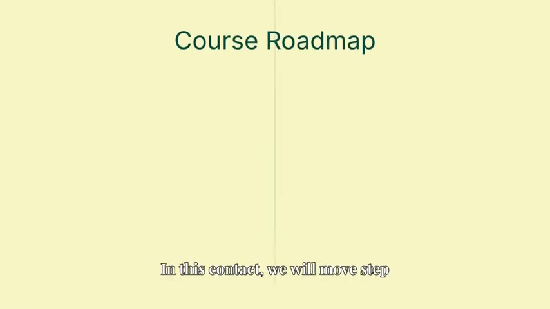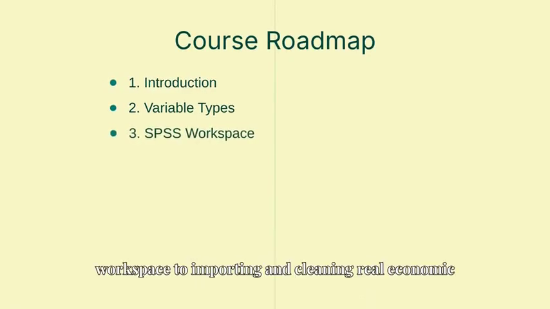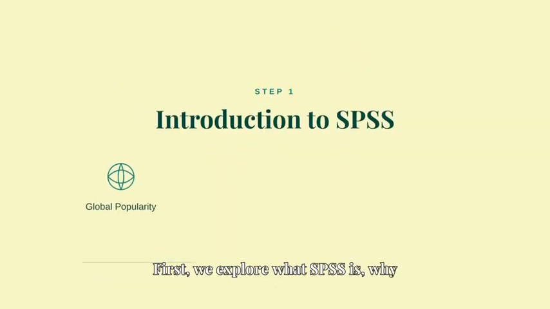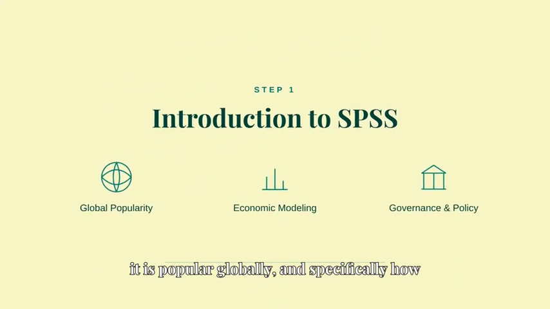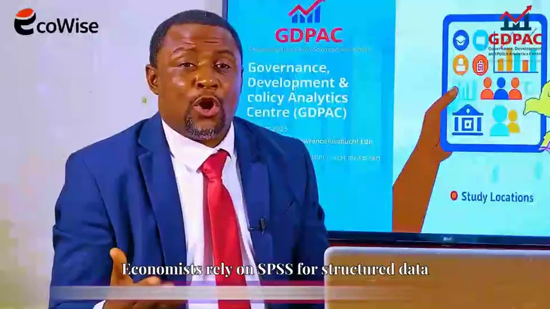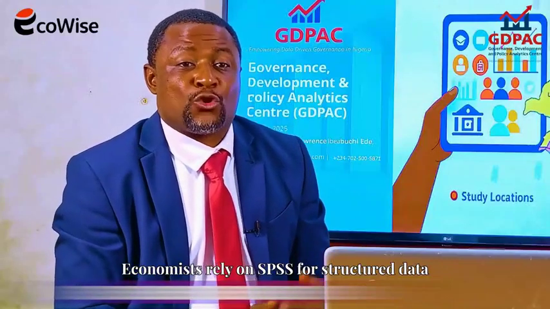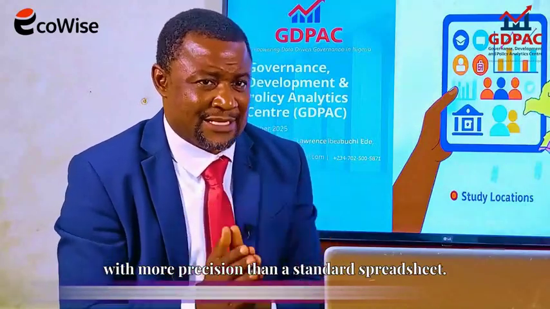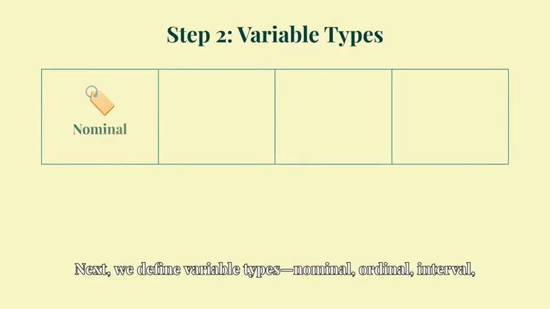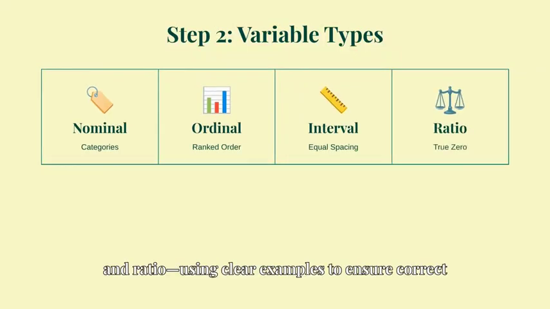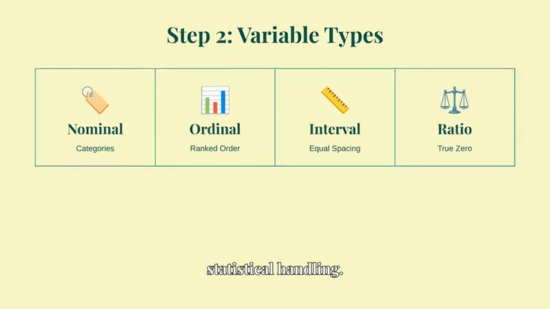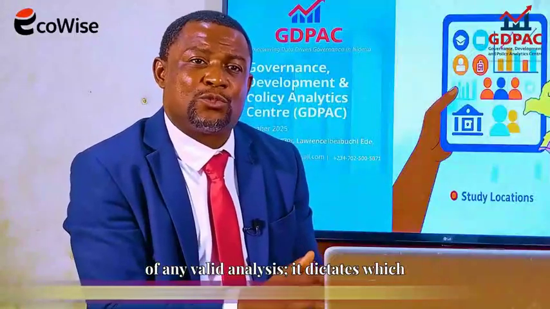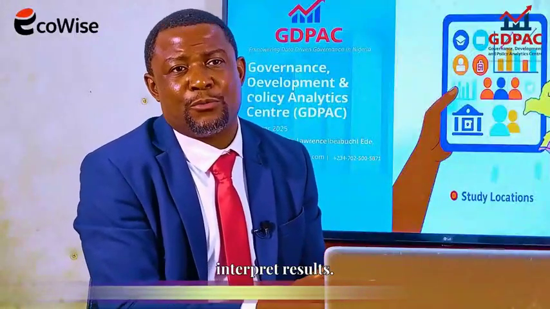In this contact, we will move step by step from the basics of the workspace to importing and cleaning real economic data. First, we explore what SPSS is, why it is popular globally, and specifically how economists use it to drive governance. Economists rely on SPSS for structured data management, ensuring that complex indices are handled with more precision than a standard spreadsheet. Next, we define variable types, nominal, ordinal, interval, and ratio, using clear examples to ensure correct statistical handling. Correctly classifying your data is the foundation of any valid analysis. It dictates which tests you can perform and how you interpret results.